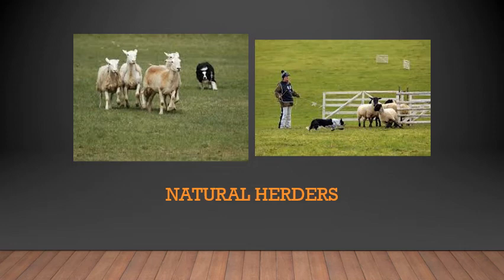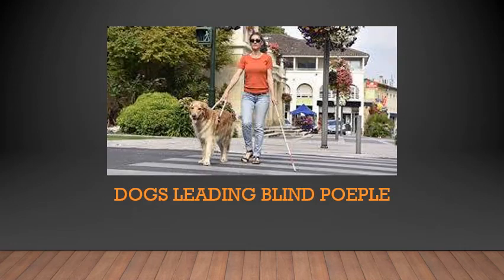Then, dogs leading blind people. This is a very good use of dogs. Now blind people cannot move everywhere on their own. It becomes difficult for them, so some dogs help them to move. These dogs are trained to do so.